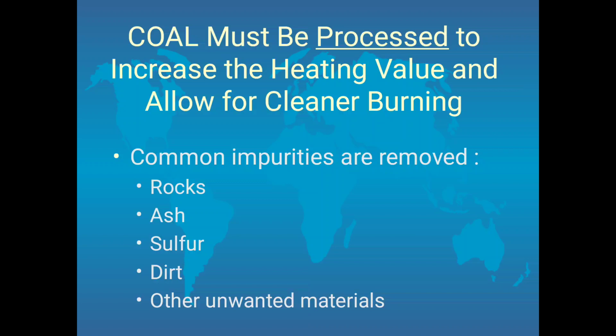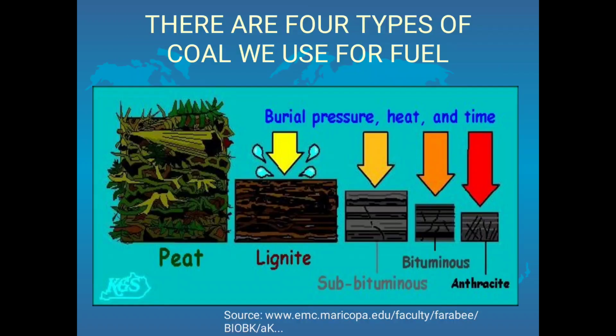Coal must be processed to increase the heating value and allow for cleaner burning. Common impurities removed are rocks, ash, sulfur, dirt, and other unwanted materials. There are four types of coal we use for fuel: peat, lignite, bituminous coal, anthracite. So, peat is converted to anthracite by pressure, heat, and time.